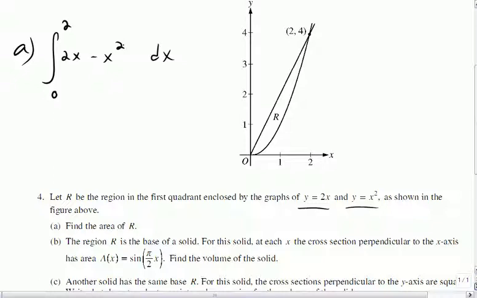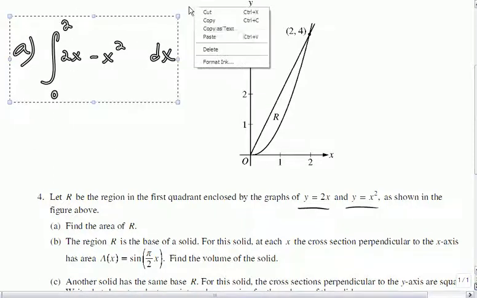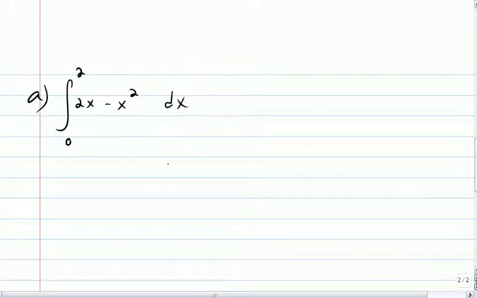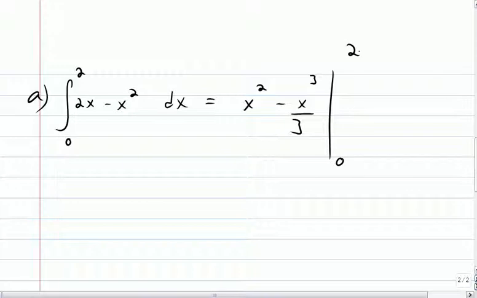Okay, now they want to find the area of R. We've set it out, and we don't have a calculator, so we'll go down a page, and let's put in the work that's necessary to find it. Antiderivative of 2x minus x cubed over 3, evaluated from 0 to 2.